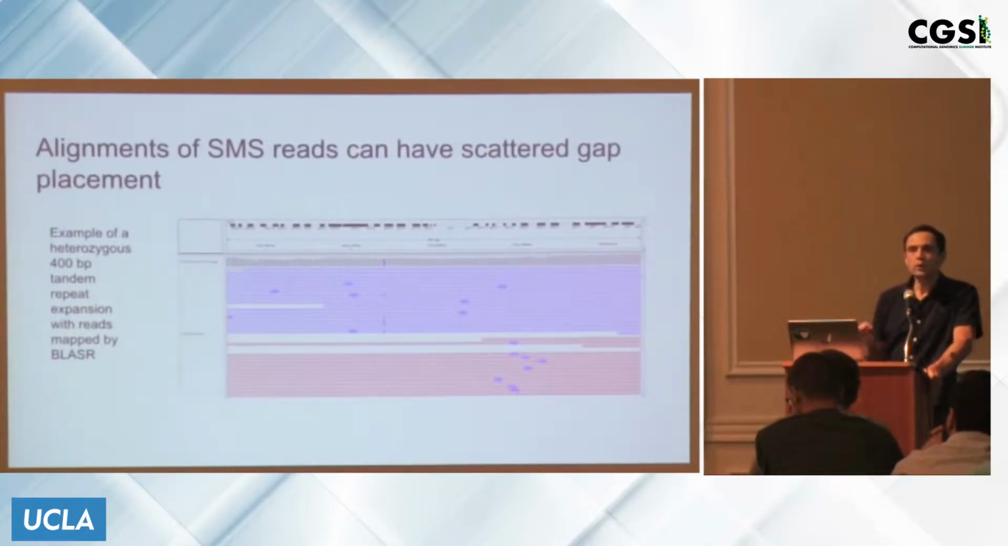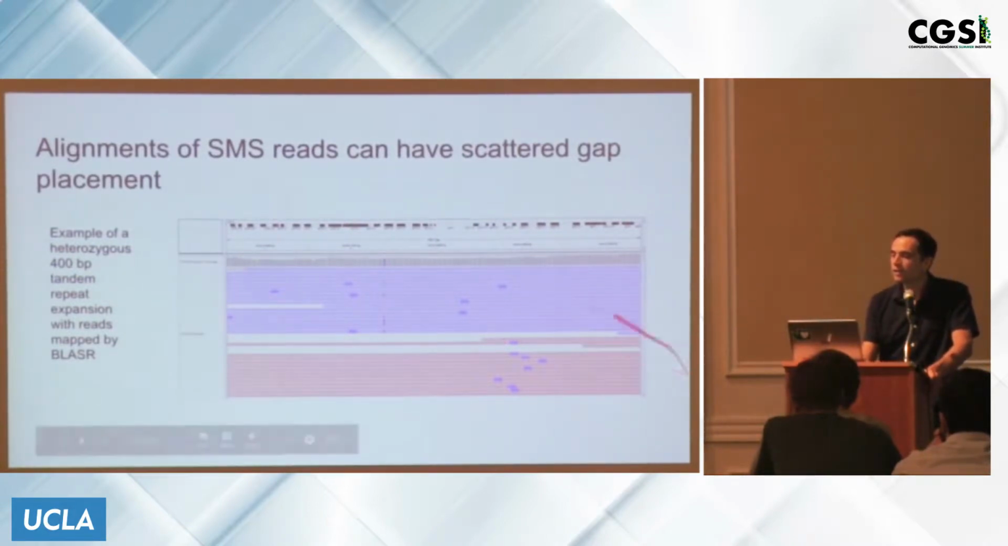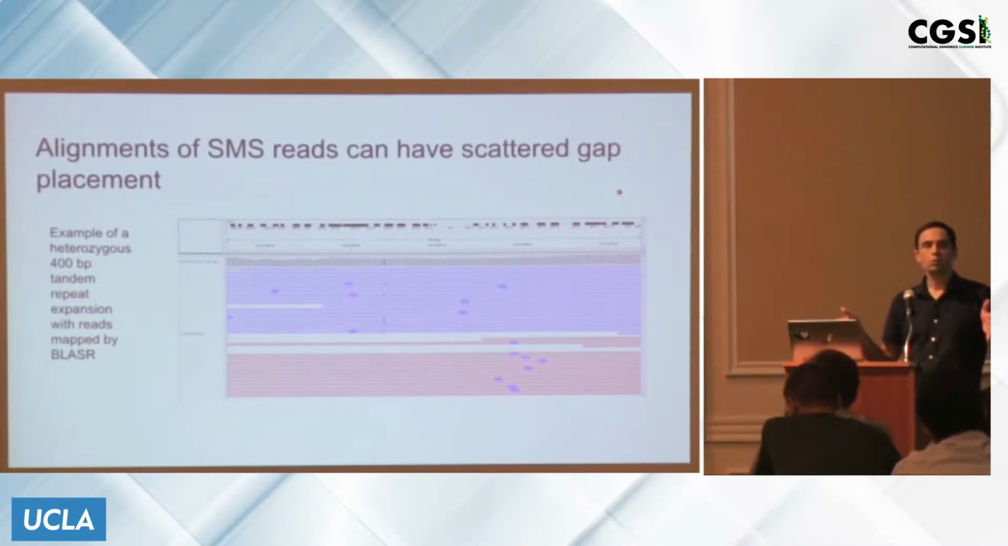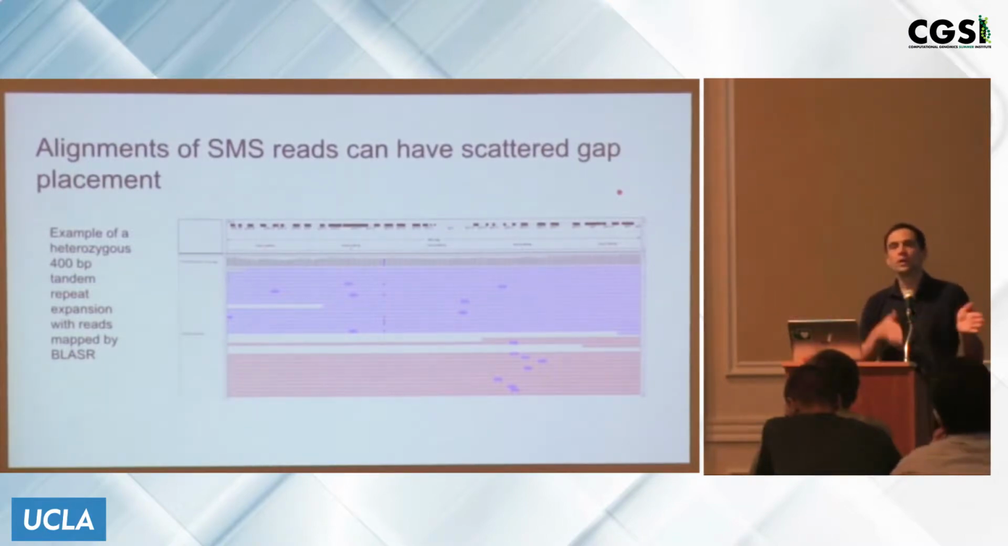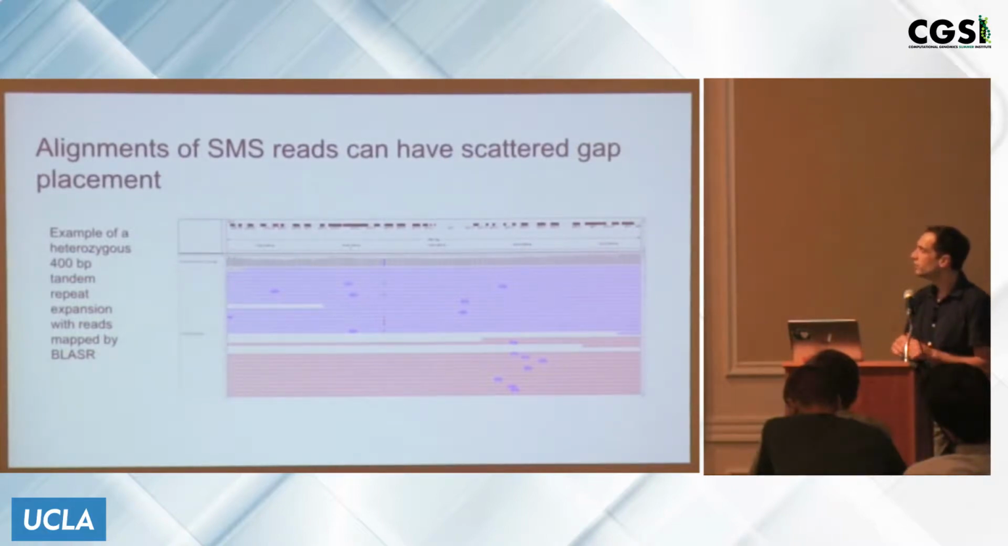Okay, so why do we need to take potentially different alignment approaches, and why does the NGMLR approach work really well? So Mike Schatz showed a slide about this, was that a couple days ago? So here's a region where there's a 400 base pair tandem repeat expansion in reads that are mapped by Blasr. What you can see is that it's kind of scattered across this locus, and if you were using a fairly simple method to scan and look for reads that agree with each other at the same position, you're not going to find very many of such sequences.